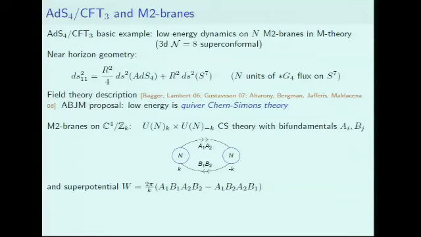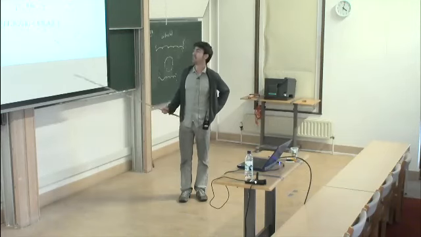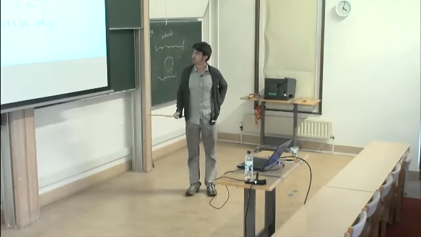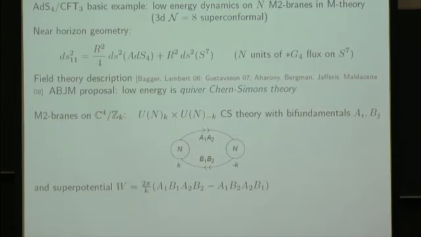There are two gauge groups represented by these circles. It is a Chern-Simons theory, so there are some Chern-Simons levels, which are k and minus k. And then there is some bifundamental matter, which is represented here by these arrows. There is also some superpotential, which looks like this.